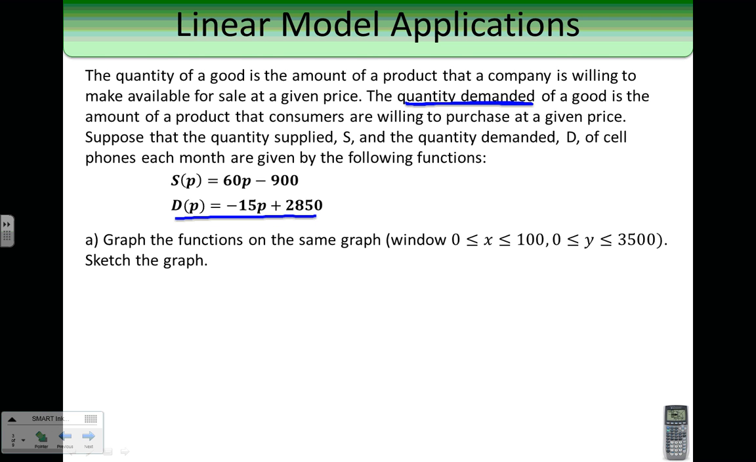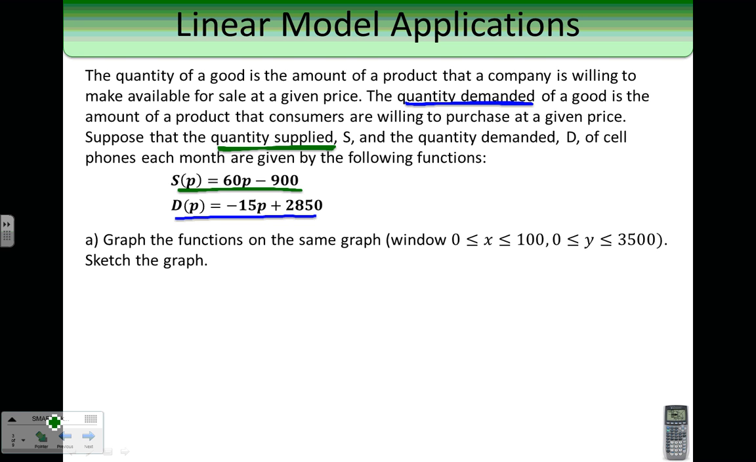So the quantity that they're willing to make available for sale, the quantity supplied, is how many they're going to make. So the quantity that they make needs to keep up with the quantity that is demanded, what the people want to buy. And it's a nice balance. You don't want to make too many cell phones, then not enough people buy them. If you don't make enough, then that's going to be a problem too. So here is the supply equation. So as a cell phone company, we need to figure out what that good balance is.